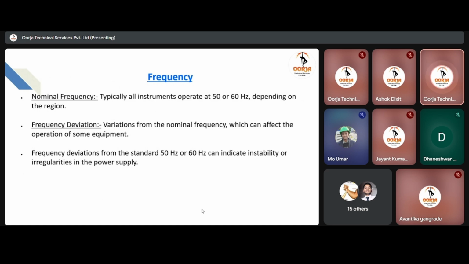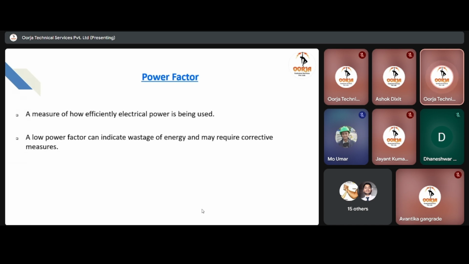Frequency. Normal frequency, typically all instruments operate at 50 or 60 Hz depending on region. Frequency deviation. Variation from the normal frequency which can affect the operation of some equipment. Frequency deviation from the standard 50 Hz or 60 Hz can indicate instability or irregularities in the power supply. Power factor. A measure of how efficiently electrical power is being used. A low power factor can indicate wastage of energy and may require corrective measures.